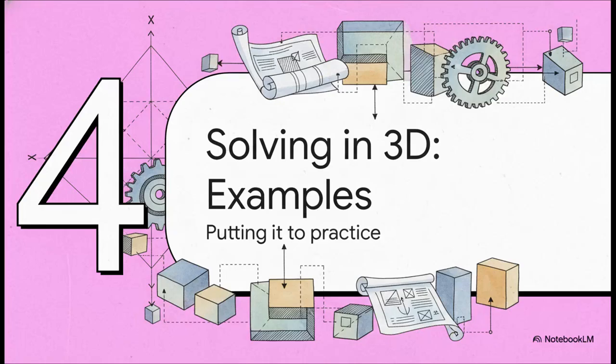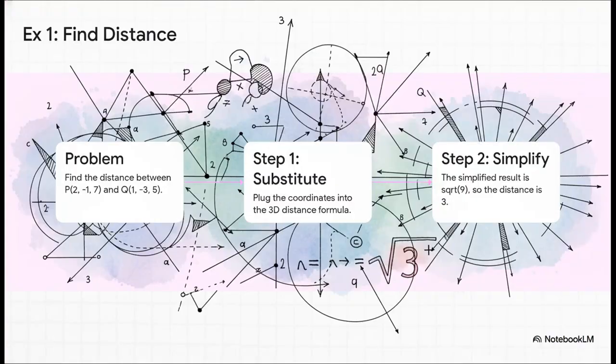Okay, enough theory. You get the ideas. Now let's see how this all comes together to solve some actual problems. It's time to get our hands dirty and put these concepts to the test. First up, a nice, straightforward distance calculation. We're just going to plug the coordinates from points P and Q right into that 3D distance formula. Now, word of warning, a super common mistake happens right here with the y-coordinates. You have -3 minus a -1, which becomes -3 plus 1. Watch those double negatives. They'll get you every time. Once you get past that, you just simplify, and bam, the distance is 3.